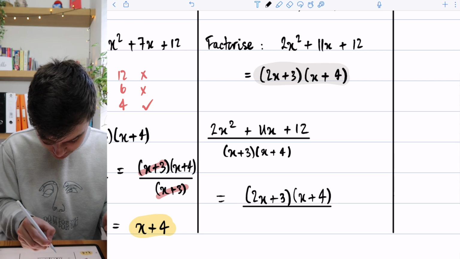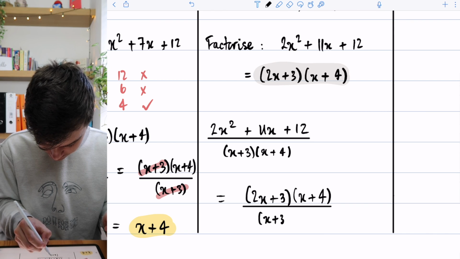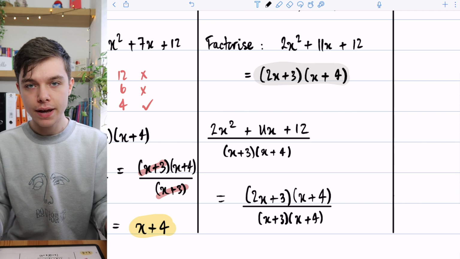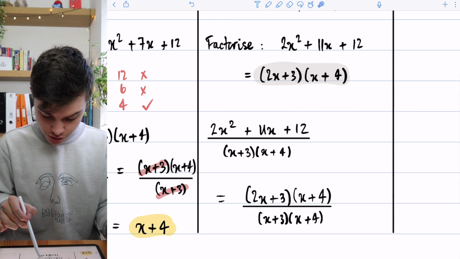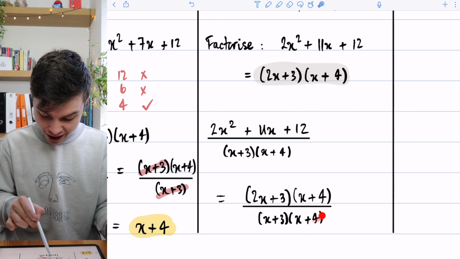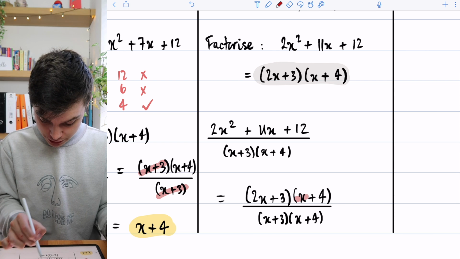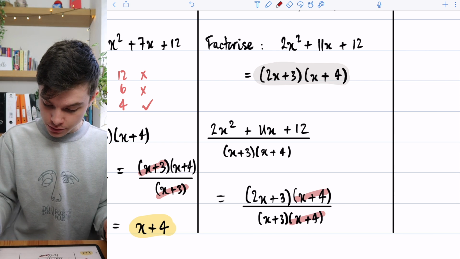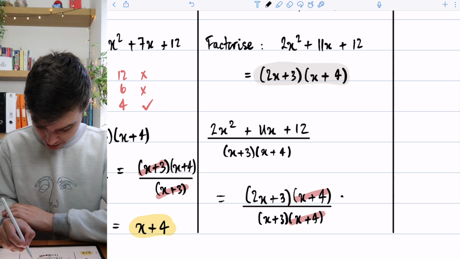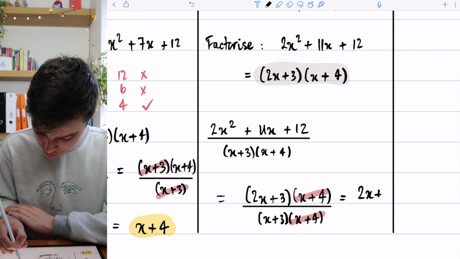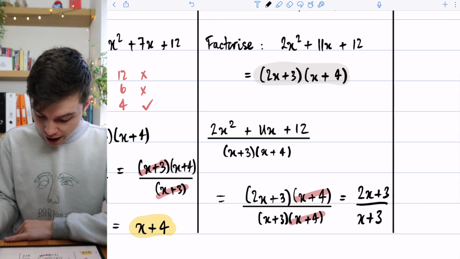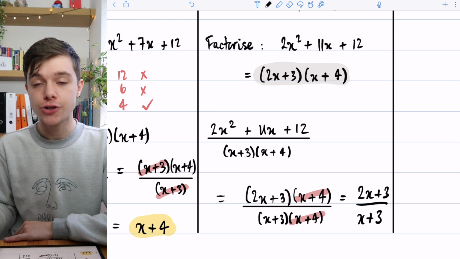And we're dividing that by the factorised quadratic that we were given in the question, okay? And then we can see we've both, on top and bottom, got a factor of x plus 4. So for a similar reason to the previous one, we can cancel that factor out on the top and the bottom. And that then leaves me with 2x plus 3 over x plus 3, okay? And there's nothing more we can really do with that, okay?